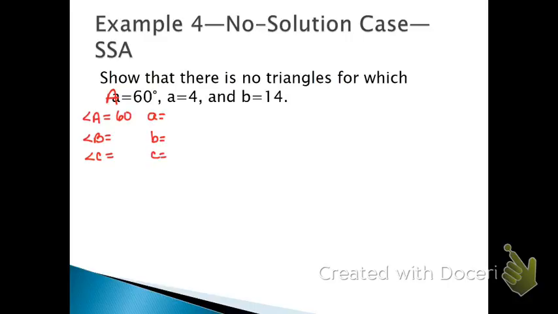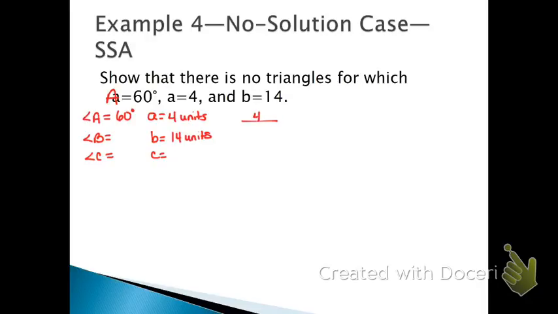So A is 60 degrees. Side A is 4. Didn't give me any measurements, I'm going to just put units. And B is 14 units. So let's find angle B.